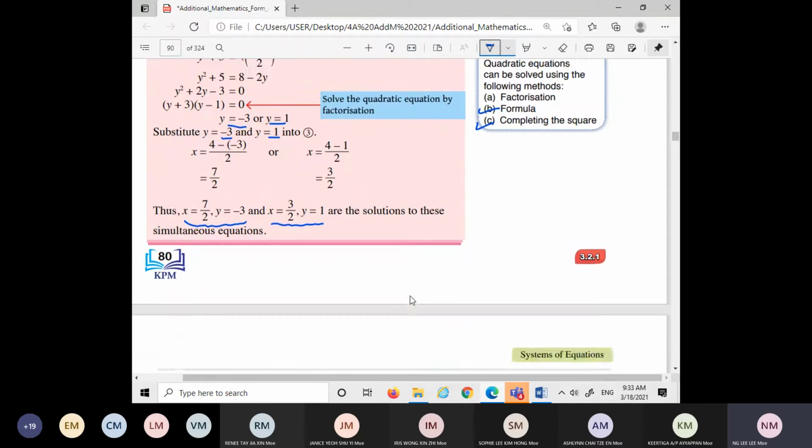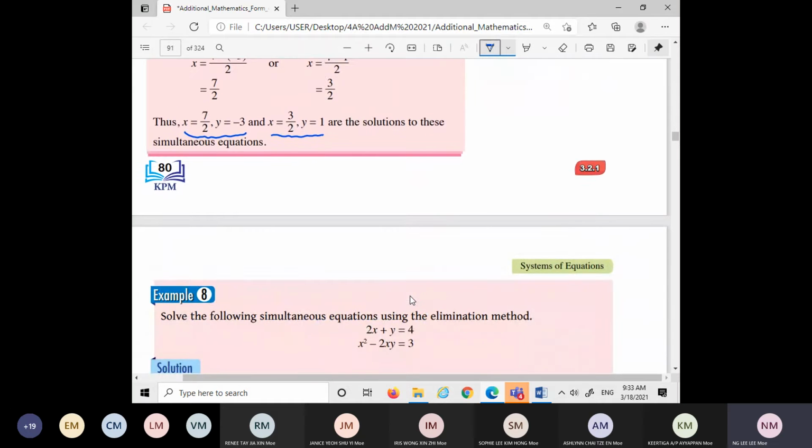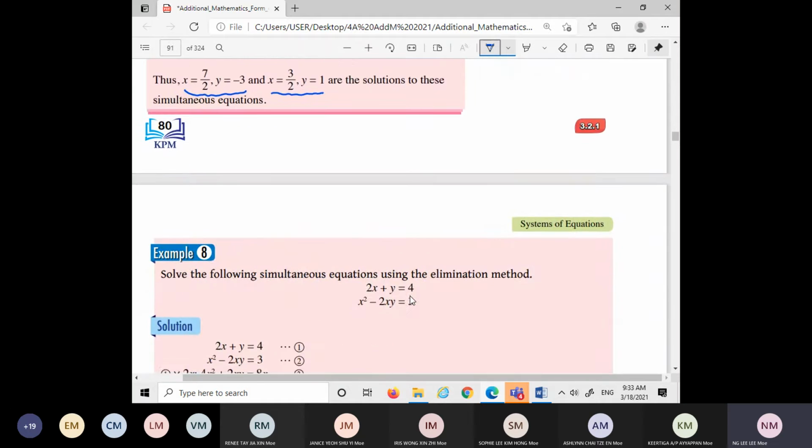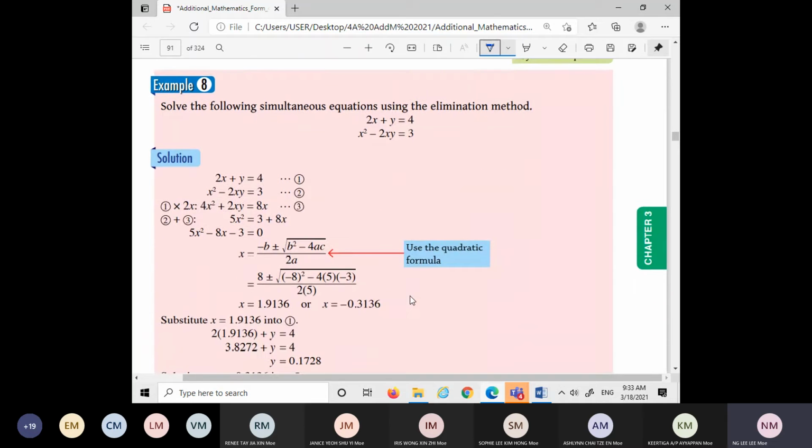Okay, so this is one example. We go to the second example. This one, they ask to use the elimination method.